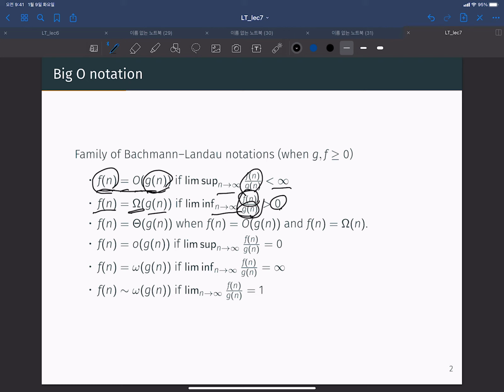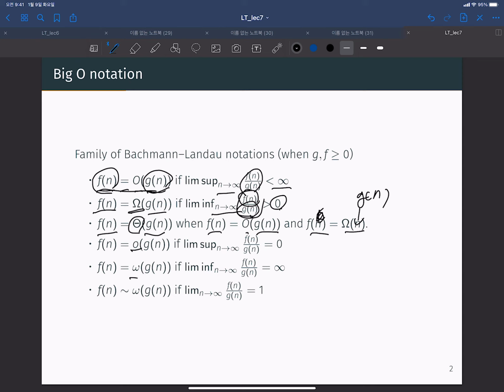Okay. f(n) equals big theta of g(n) implies the order of f(n) and the order of g(n) are the same. So when f(n) is big O of g(n) and f(n) is big omega of g(n) are both satisfied, then we say f(n) is equal to big theta of g(n).